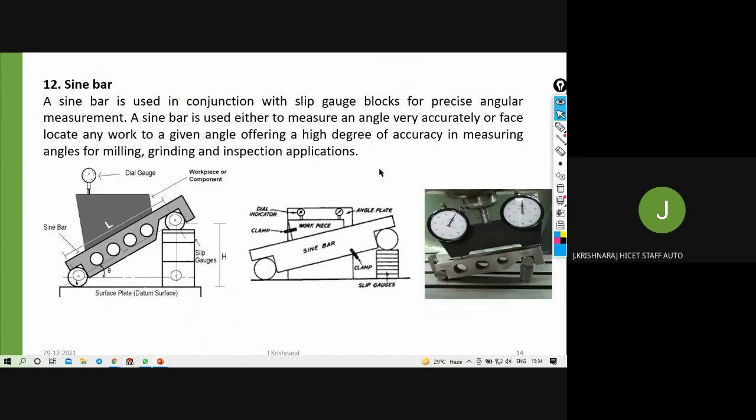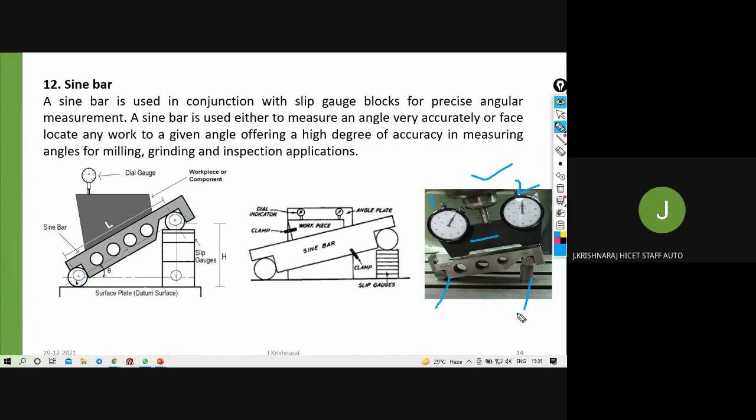The next is the sine bar, of course. I have simply said the thing. This one is an actual sine bar, so you can look at the actual image of this sine bar. There are two gauges. These are dial gauges, this one, 1, 2, two dial gauges are there. And this one is an object, it is a sine bar, and it is a slip gauge.